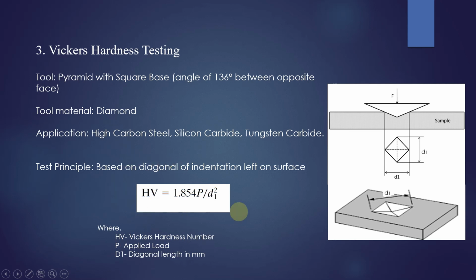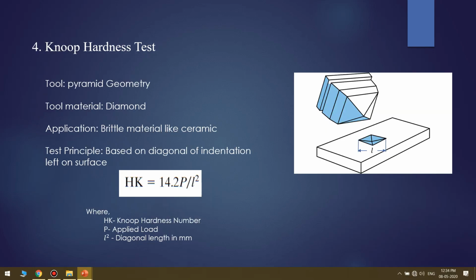And its formula is determined as HV is equal to 1.854 P divided by d1 squared. P in the sense applied force, and d1 in the sense it's nothing but diagonal length. Okay, small d1 in the sense it's the diagonal length of this impression. And next we shall know about the Knoop hardness test.